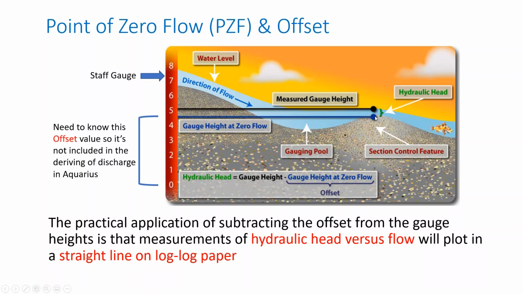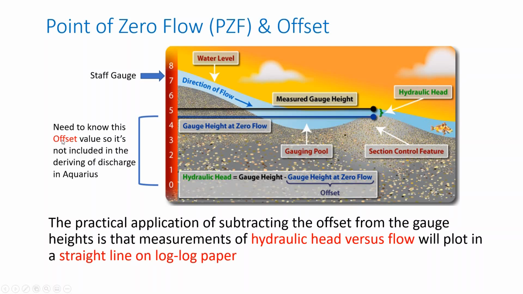So this height here down to when it stops, or the point of zero flow, is crucial for our rating development, as you'll see. This measured height down to this depth here is called the hydraulic head, and that's what we can scale off the side here. So looking at it, the hydraulic head is made up of the gauge height, the reading on the staff gauge at the time you're standing there measuring this depth. We need to know that height, and we need to subtract the gauge of zero flow, or point of zero flow, which is our offset. So when we subtract that, we get this value here.